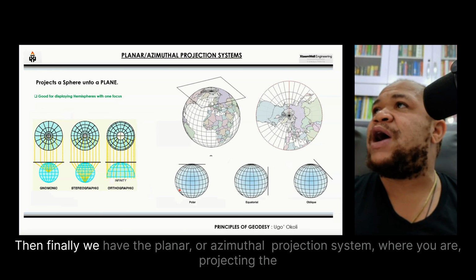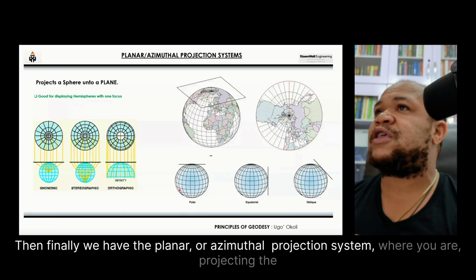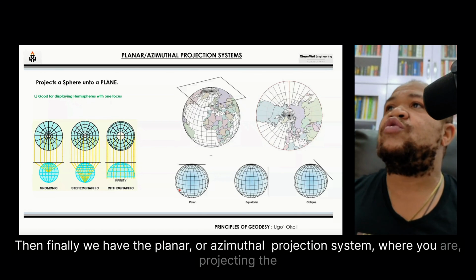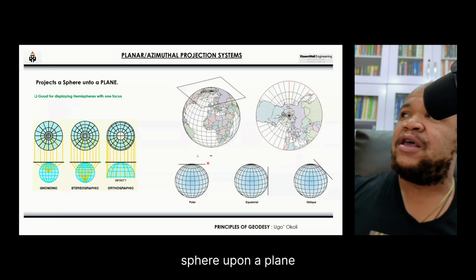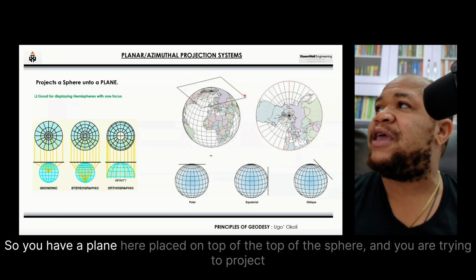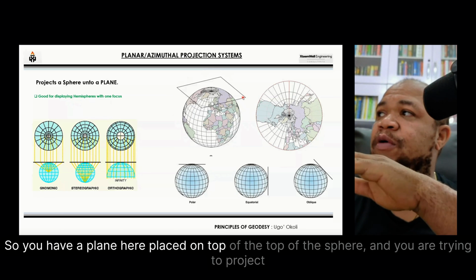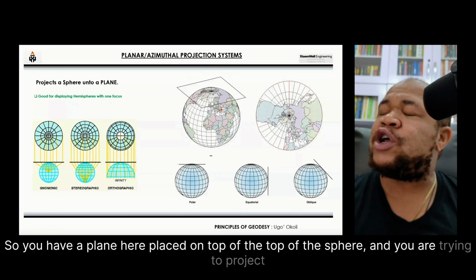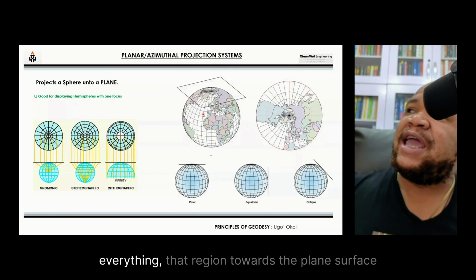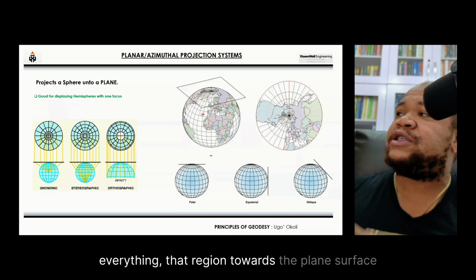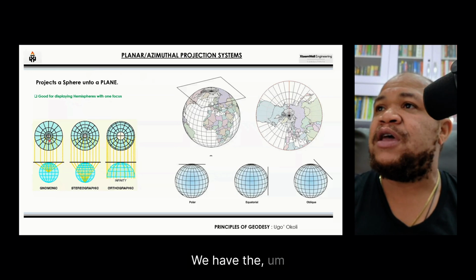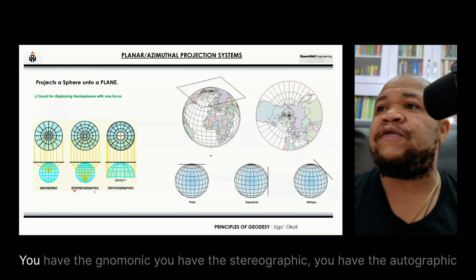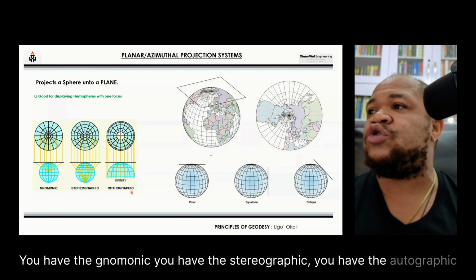Then finally, we have the planar or azimuthal projection system, where you are projecting the sphere upon a plane. So you have a plane here placed on top of the sphere, and you are trying to project everything in that region towards the plane surface. So up here we have different systems, different methods. You have the gnomonic, you have the stereographic, you have the orthographic.